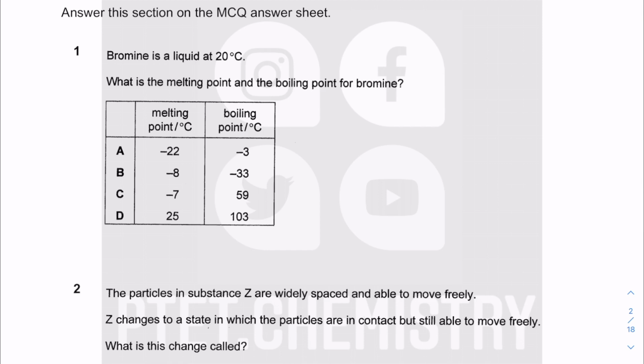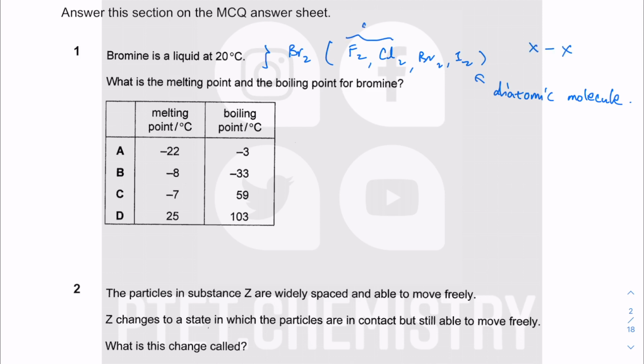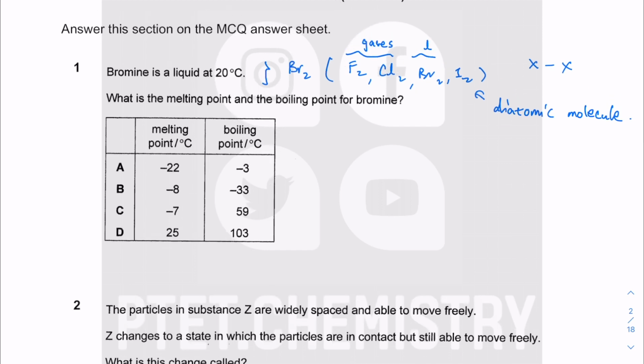So we have bromine, which is a liquid at 20 degrees Celsius, and you should know that bromine exists as Br2, just like all the other group 7 elements. So F2, Cl2, Br2, I2. They all exist as what we call diatomic molecules, as a result of each atom wanting to get to a fully filled outer shell that forms a single covalent bond between themselves, just like that. These two are gases at 25 degrees Celsius, which is room temperature and pressure. This one is a reddish brown liquid, and this one is a black solid.